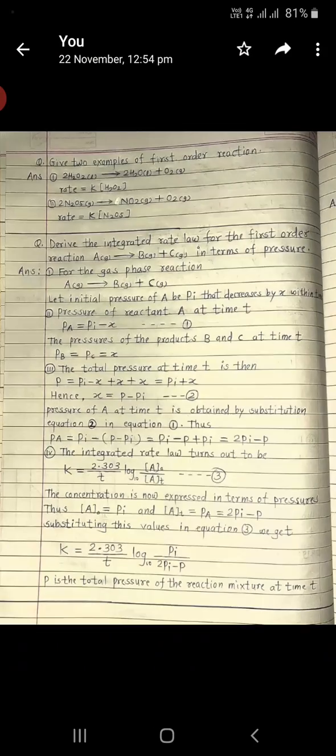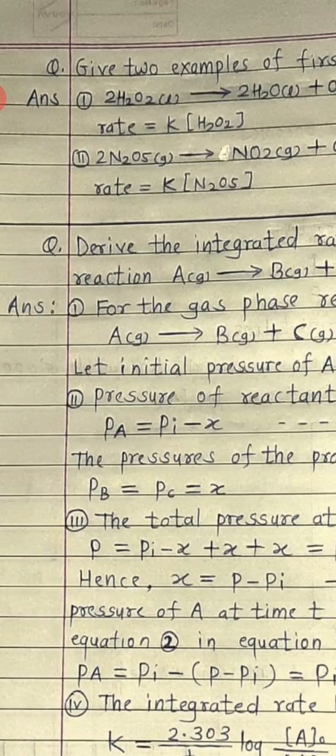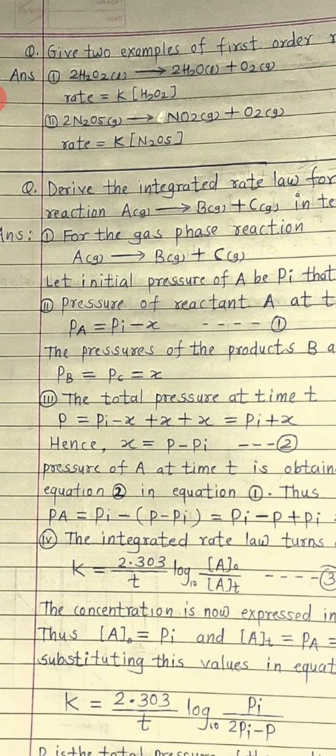Now the next part: give two examples of first order reaction. Decomposition of hydrogen peroxide is an example of a first order reaction, and decomposition of nitrogen pentoxide, N2O5, is the second example. 2H2O2 (liquid) gives 2H2O (liquid) plus O2 (gas). This is the first example, and from this reaction rate = k[H2O2], because the rate depends on 1 mole of H2O2.